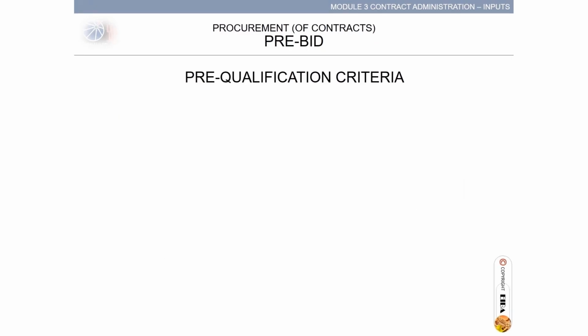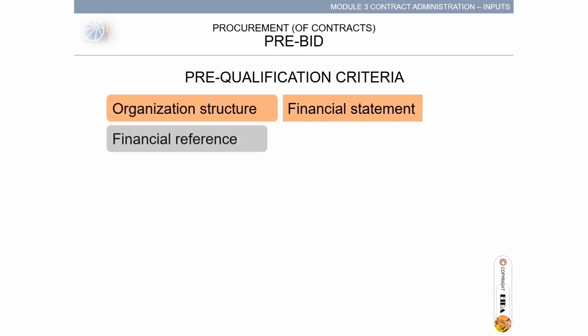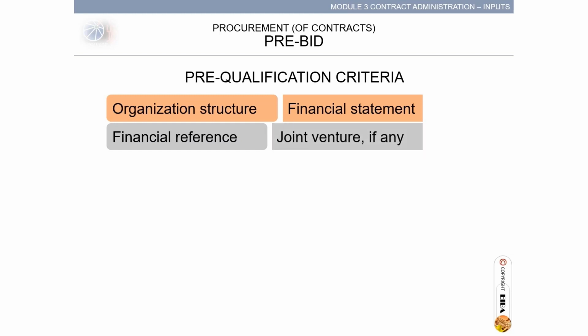The pre-qualification criteria are set by the owner. The constructor should meet the criteria to be shortlisted. Organization structure, capable to take on the works of the project. Financial statement, to see if the financial capacity is sufficient enough to complete the project. Financial reference, to verify further the legitimacy of the business of the constructor. Joint venture, if any, to declare if joining with other companies.